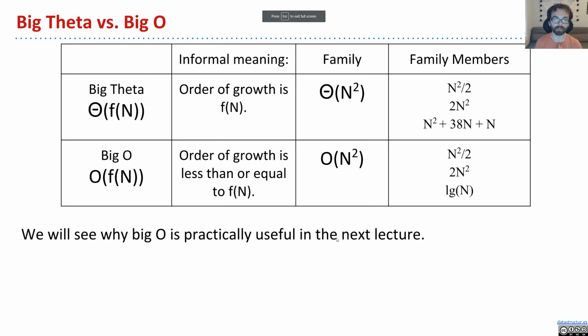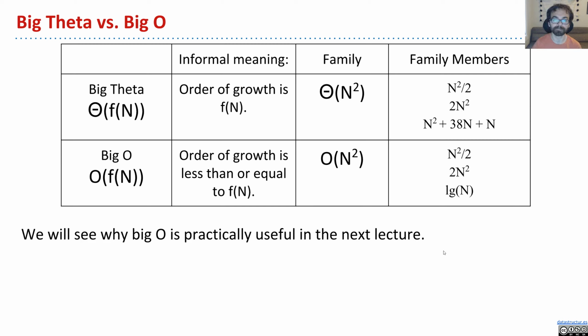To contrast big theta and big O, consider the function n squared. If we say theta n squared, there's a whole family of functions that all grow at that order of growth, like n squared, 2n squared, n squared plus 38n plus n. And then big O is a much bigger family of n squared. For example, log n, 2n squared over 2. Anything that grows at n squared or slower is big O. Now it may seem like this is just a somewhat weaker concept, but we'll see why it's practically useful in the next lecture.